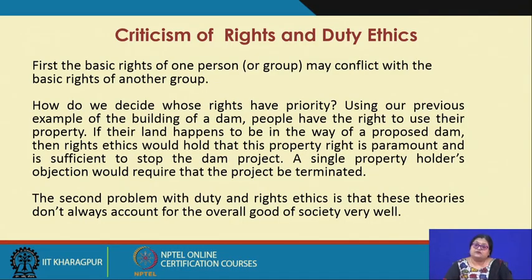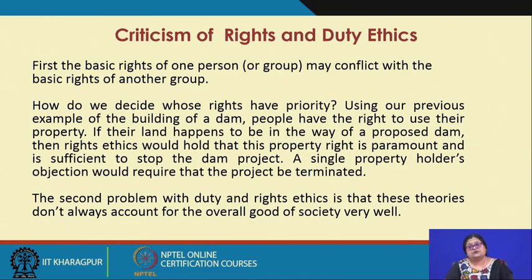Using our previous example of building a dam, people have the right to use their property. So, if the land happens to be in the way of the proposed dam, then rights ethics will hold that this property right is paramount and is sufficient to stop the dam project from happening. A single property holder's objection would require that the project be terminated. Why? Because you have a very fundamental right to property, and this project, the way that it is designed, the way that it is passing through, is violating that right.